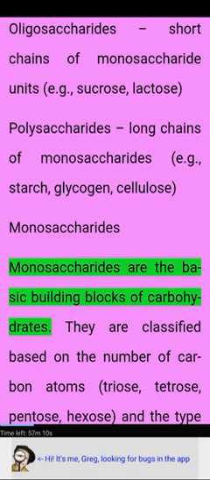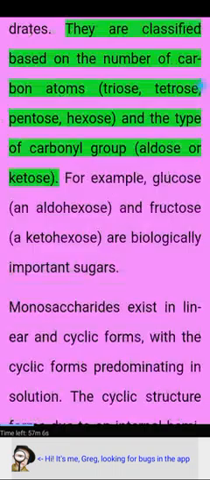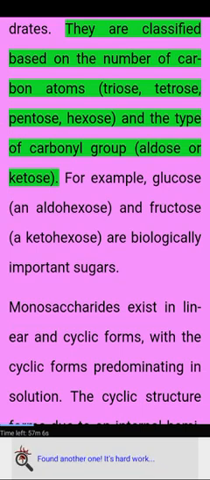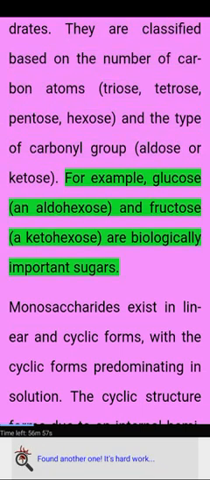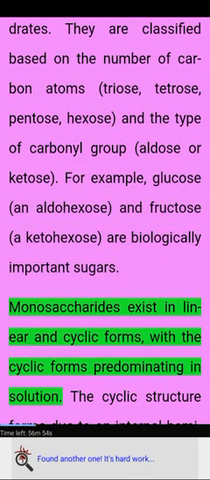Monosaccharides. Monosaccharides are the basic building blocks of carbohydrates. They are classified based on the number of carbon atoms: triose, tetrose, pentose, hexose, and the type of carbonyl group, aldose or ketose. For example, glucose, an aldohexose, and fructose, a ketohexose, are biologically important sugars. Monosaccharides exist in linear and cyclic forms, with the cyclic forms predominating in solution.